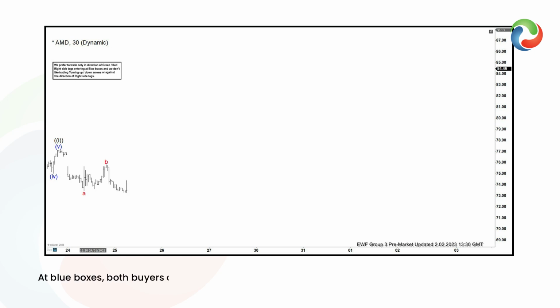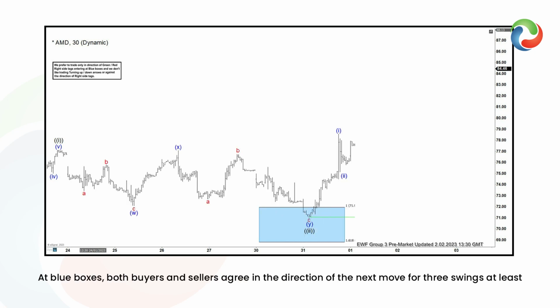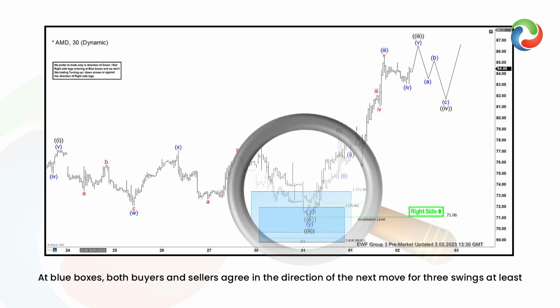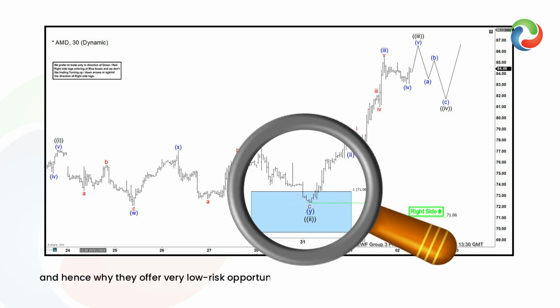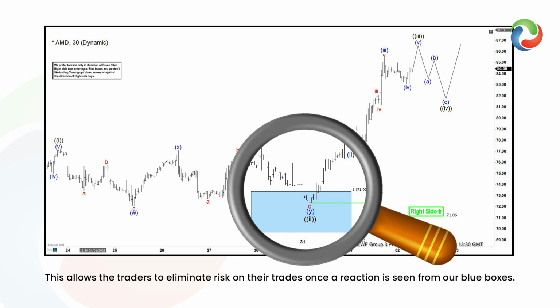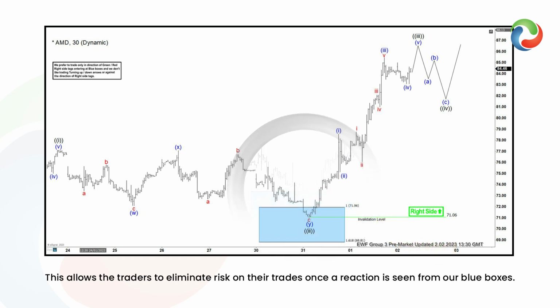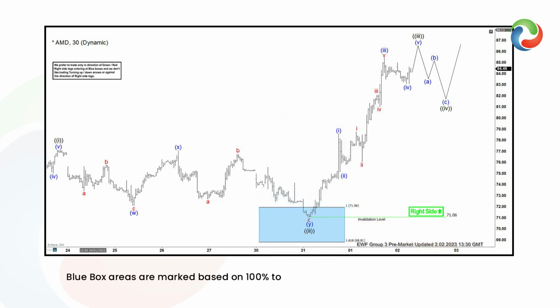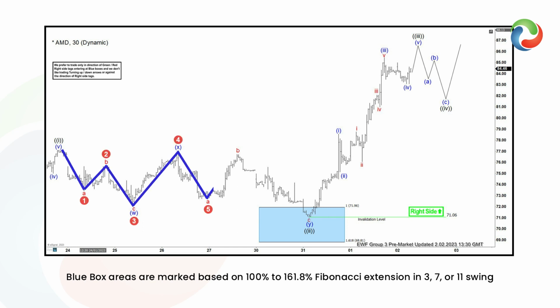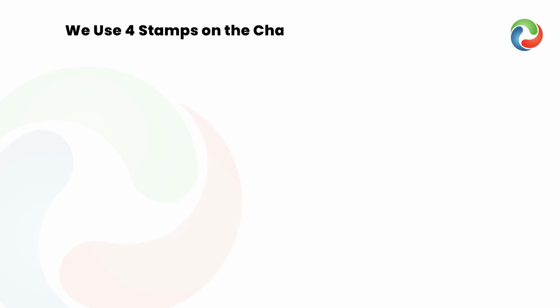At blue boxes, both buyers and sellers agree in the direction of the next move for 3 swings at least, and hence why they offer very low-risk opportunities to enter the market in the direction of the trend. This allows the traders to eliminate risk on their trades once a reaction is seen from our blue boxes. Blue box areas are marked based on 100% to 161.8% Fibonacci extension in 3, 7, or 11 swing corrective sequence, as shown here.